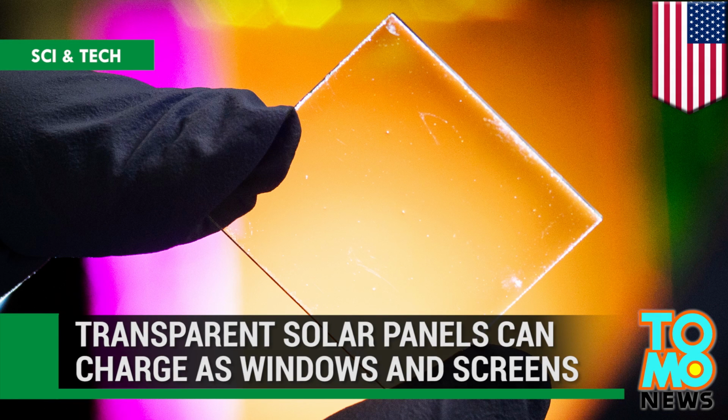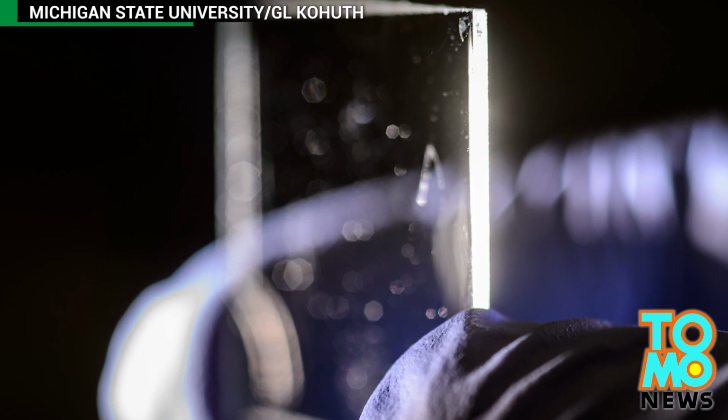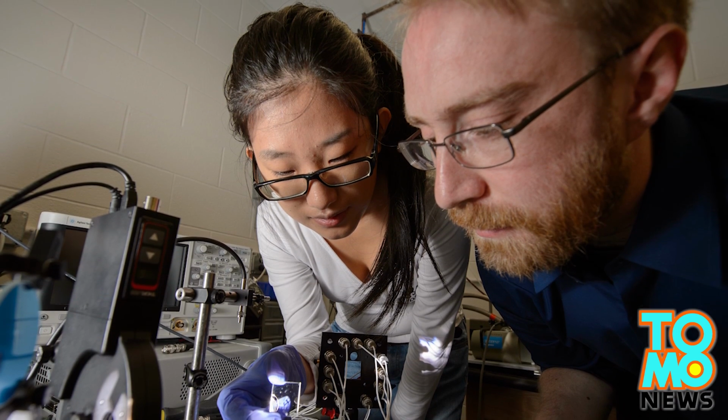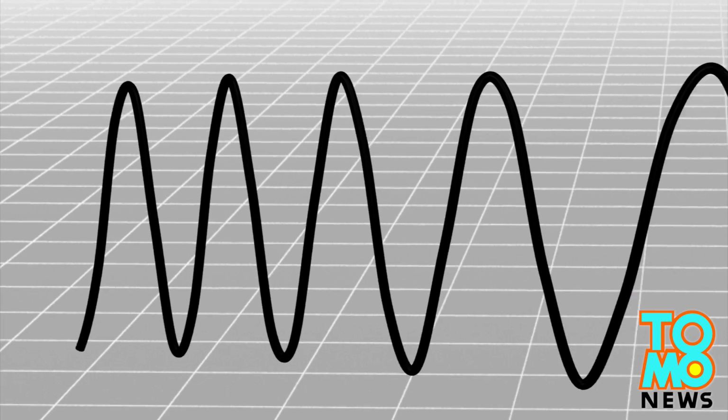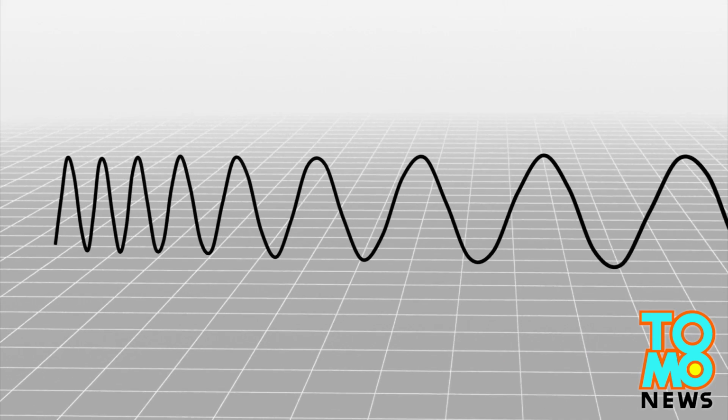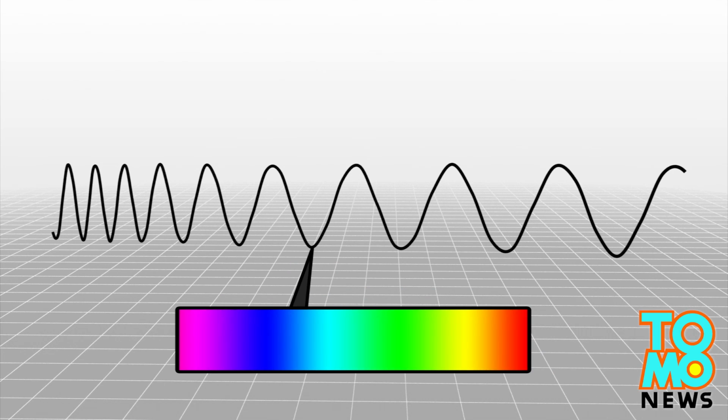Transparent solar panels are able to charge as windows and screens. A Michigan State University research team has developed a transparent solar panel capable of capturing solar energy. Most solar panels capture visible spectrum light, which represents just a small segment of the electromagnetic wave spectrum.